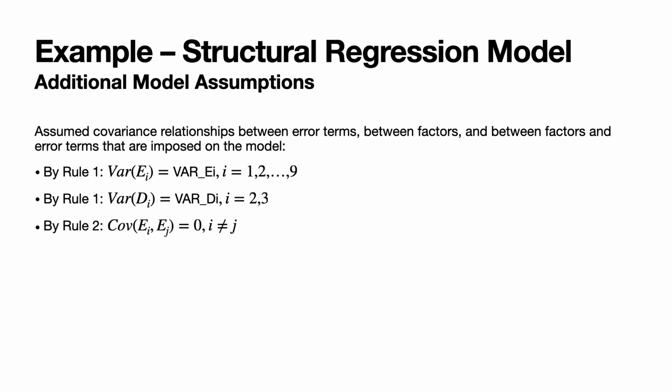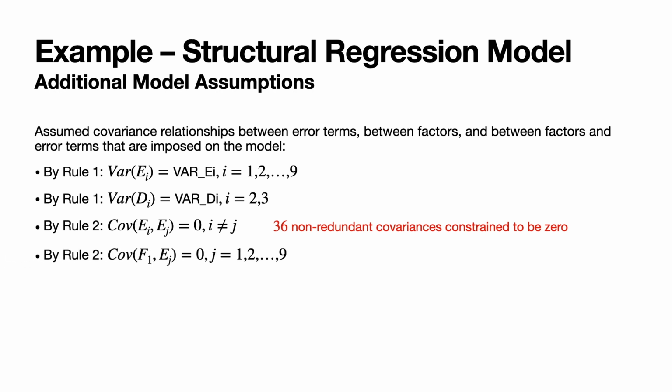By Rule 2, all covariances between independent variables are model parameters, and so this includes covariances between error terms. We're going to be setting the covariances between pairs of the error terms equal to 0. And so you see that here, the covariance between E sub i and E sub j is going to be 0, where i is not equal to j. And we have 36 non-redundant covariances that are constrained to be 0 in this case.